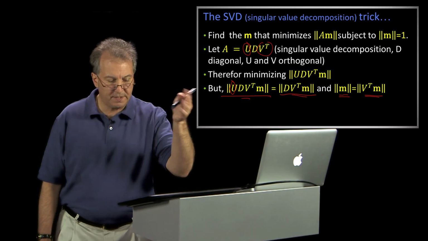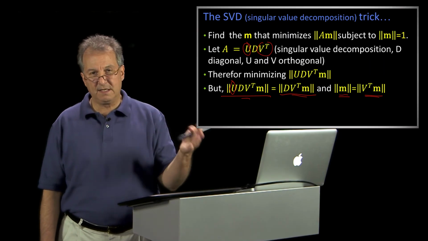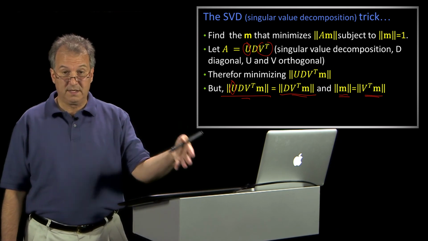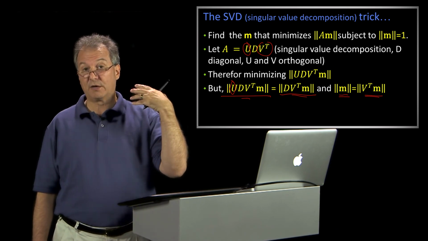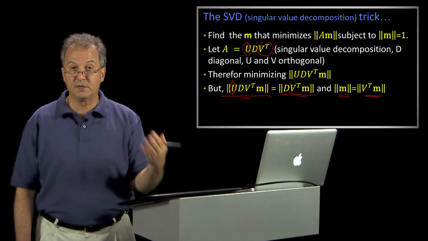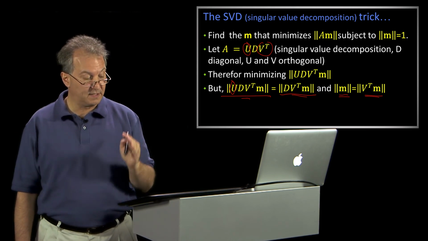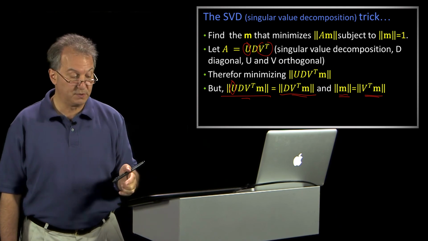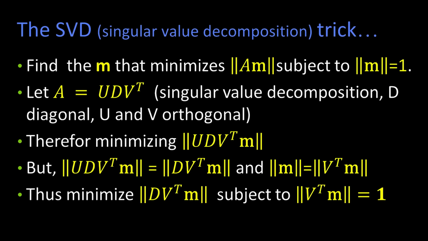For those of you who think about such things, V in this particular case is an orthogonal, in this case 12 by 12 matrix. You can think of it as like a rotation matrix. So when you rotate a vector, you don't change its magnitude. So the magnitude of m is the same as the magnitude of V transpose m. So that means instead of minimizing U D V transpose m, we can just minimize D V transpose m, subject to, instead of being subject to magnitude of m equals 1, subject to magnitude of V transpose m equals 1. Got it?